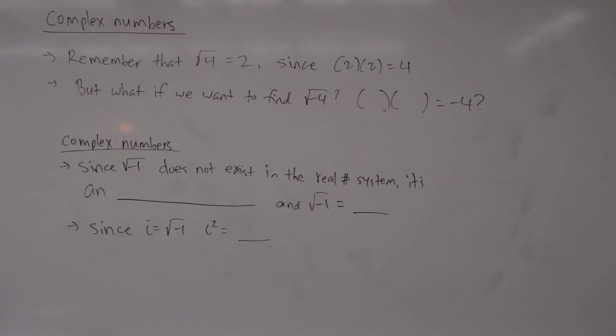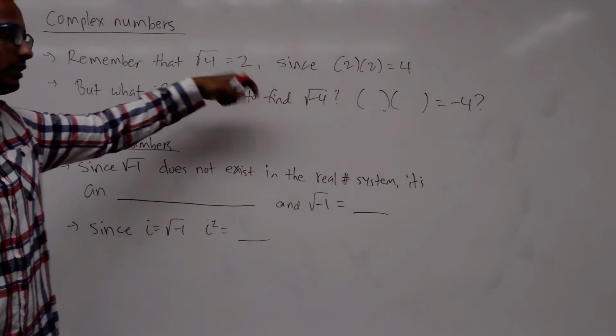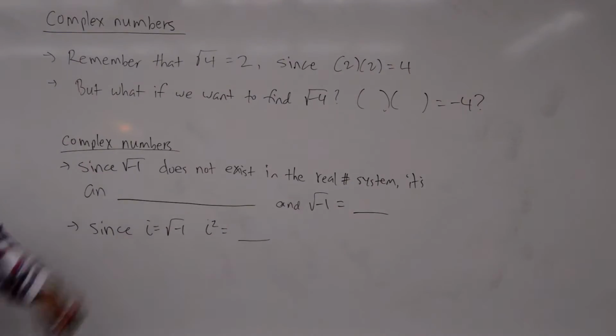In this section, we are going to talk about complex numbers. Remember that the square root of 4 equals 2 because 2 times 2 equals 4. So the root of 4 is 2. Why? Because 2 times 2 equals 4. But what if we want to find the square root of negative 4?